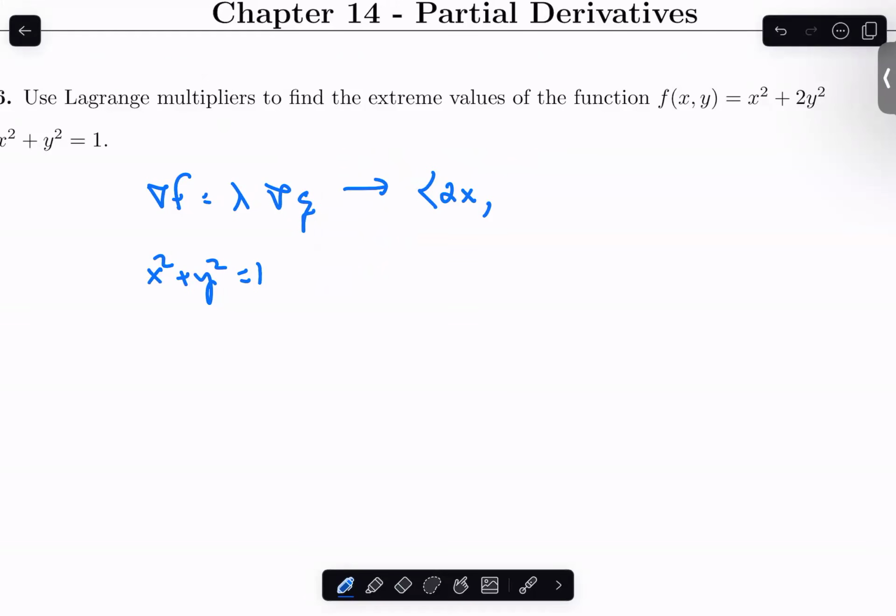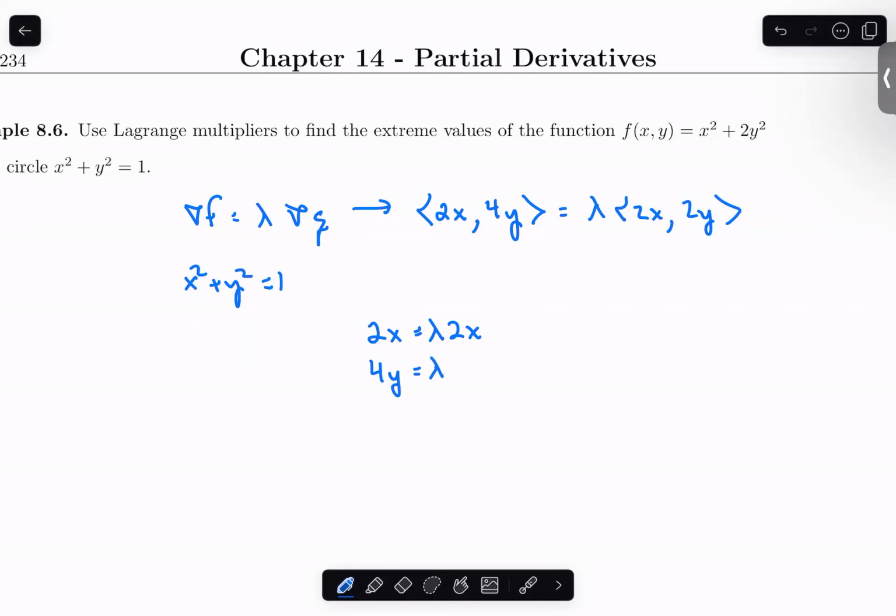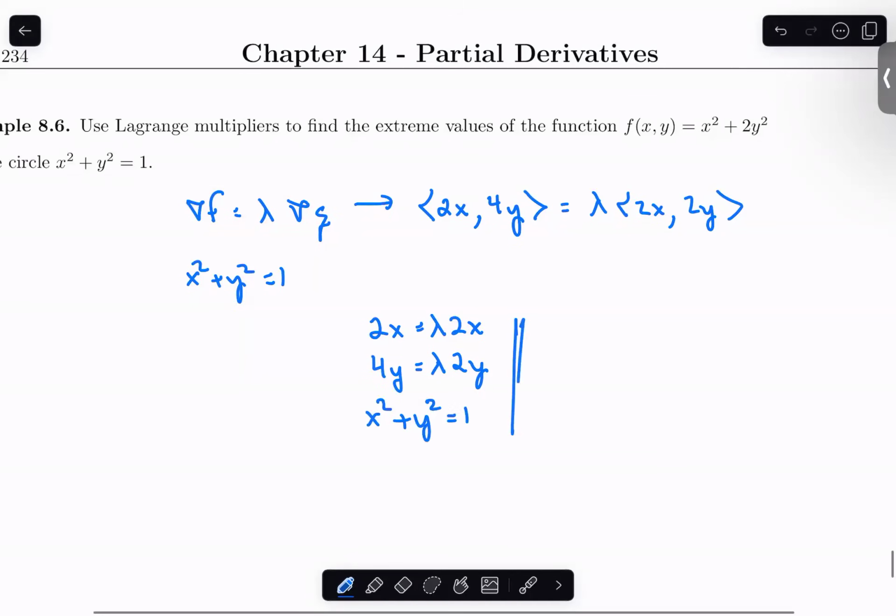And in my second component, I'm going to have 4y. This should be equal to lambda times the gradient of g. So again, I'm going to have 2x and 2y. So my system of equations is that 2x is equal to lambda times 2x. I have 4y is equal to lambda times 2y. And then I have x squared plus y squared is equal to 1. So these right here are my three equations with my three unknowns.